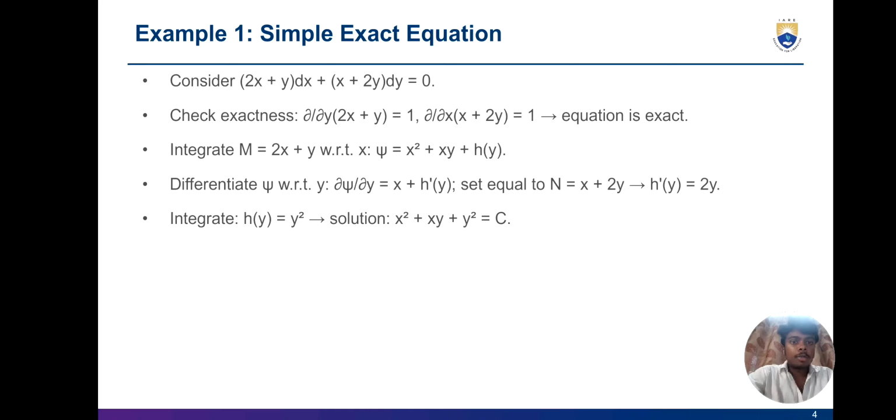Differentiate phi with respect to y. ∂phi/∂y equal to x plus h'(y). Set it equal to N equal to x plus 2y. h'(y) equal to 2y. Integrate: h(y) equal to y square. Solution: x square plus xy plus y square equal to c.